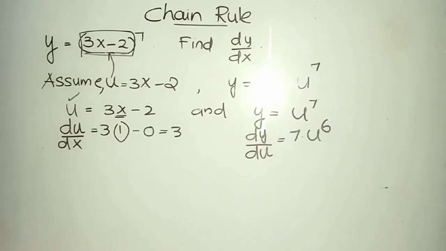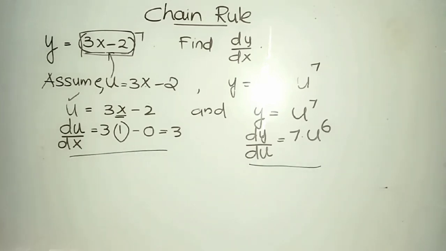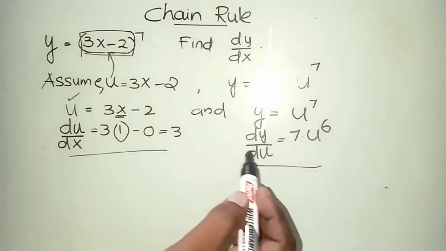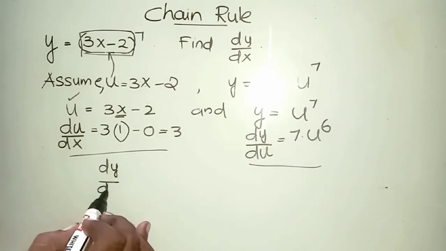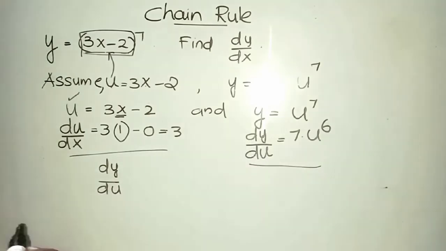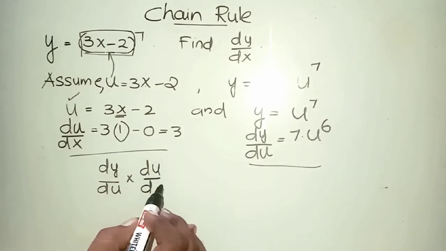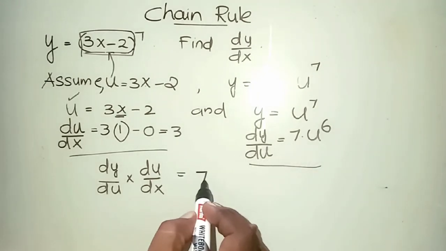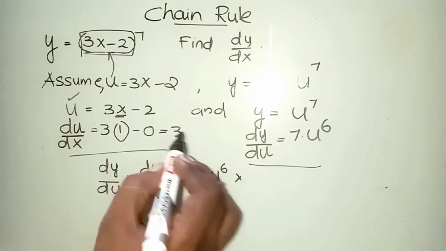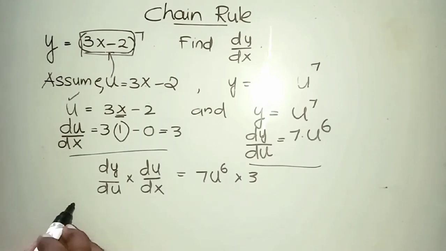Now what we are going to do is just multiply this equation and this equation. Both the equations we are going to multiply. So we multiply the left hand side: dy by du multiplied by du by dx, that's equal to the right hand side, 7u raised to 6 times 3. Just multiply both the equations. You see what is happening here now?